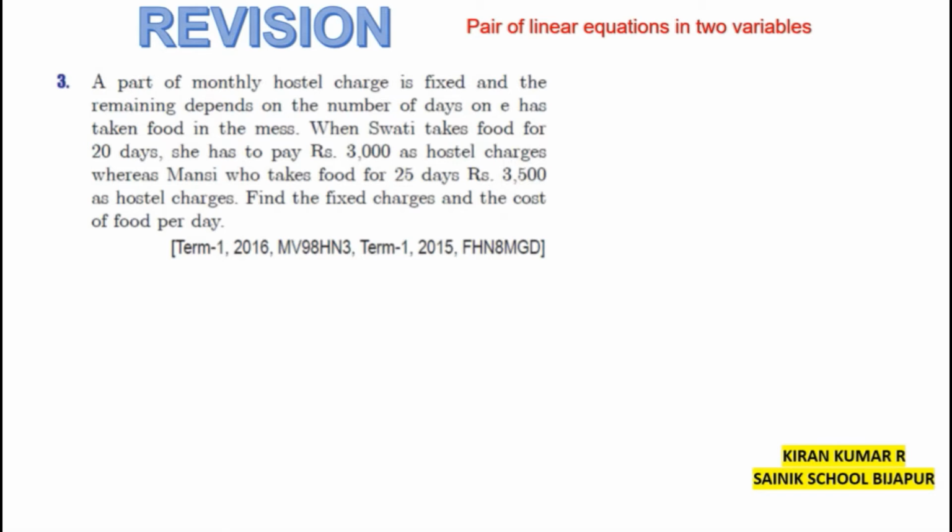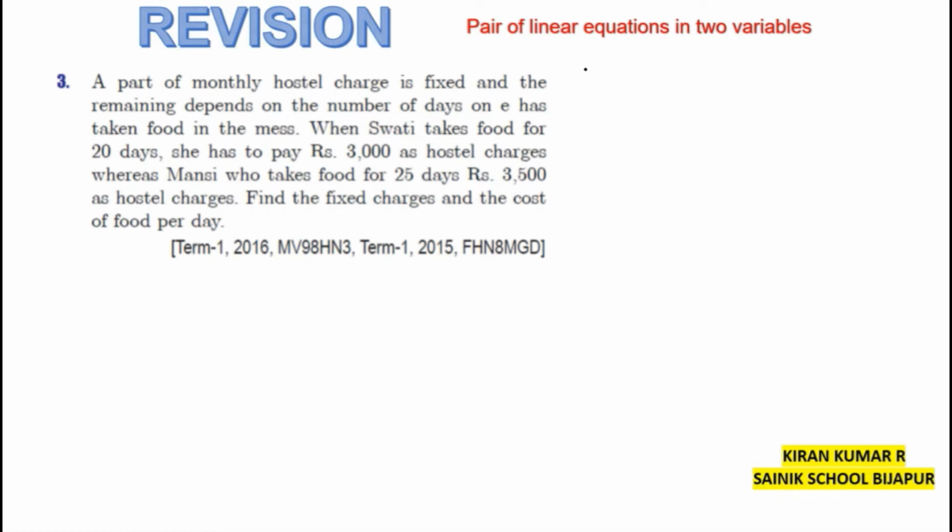Now question 3. Question looks very lengthy. Part of the monthly hostel charges is fixed and the remaining depends on the number of days one has taken food in the mess. When Swati takes food for 20 days, she has to pay rupees 3000 as hostel charges, whereas Mansi, who takes food for 25 days, pays rupees 3,500 as hostel charges. Find the fixed charges and the cost of food per day.